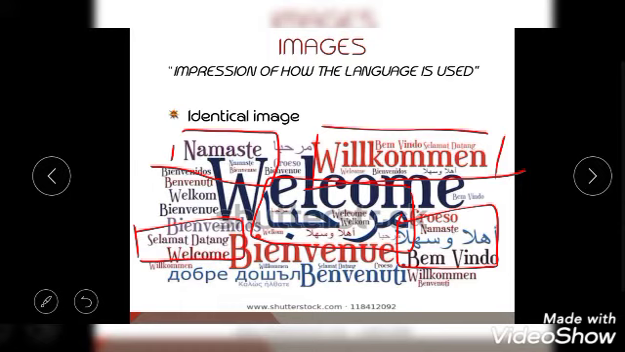So identical image is the impression that the communicators could get, that while I communicate with this person, I could see that he is from Indonesia, he is from Germany, or other countries.